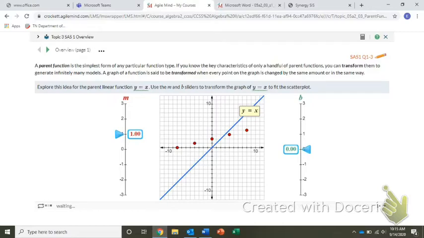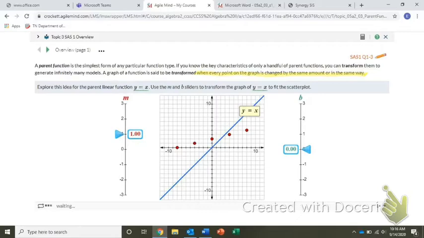All right, so first thing, it says a parent function is the simplest form of any particular function type. If you know the key characteristics of only a handful of parent functions, you can transform them to generate infinitely many models. A graph of a function is said to be transformed when every point on the graph is changed by the same amount or in the same way. So, on number 1, it asks you, what does it mean to transform the graph of a function? Well, it means when every point on the graph is changed by the same amount or in the same way.